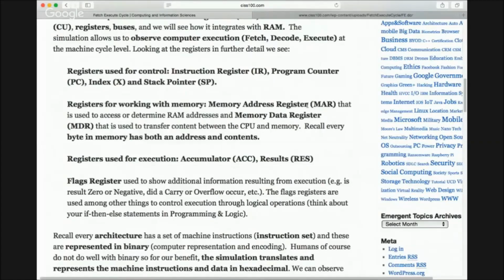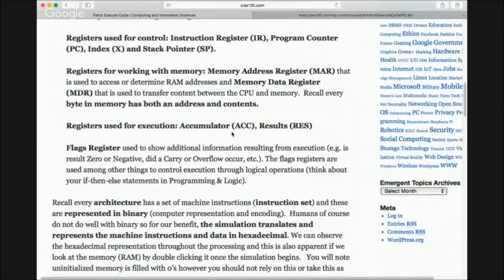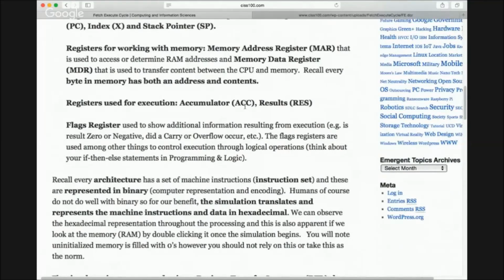So we use the memory address register to supply an address to pull down the contents into the memory data register. And note that this communication or transfer goes both ways. So I have information coming from RAM to the CPU, but the CPU may also store information back out to RAM through this mechanism. I have two registers used for execution: the accumulator, shortened for ACC, and the results.